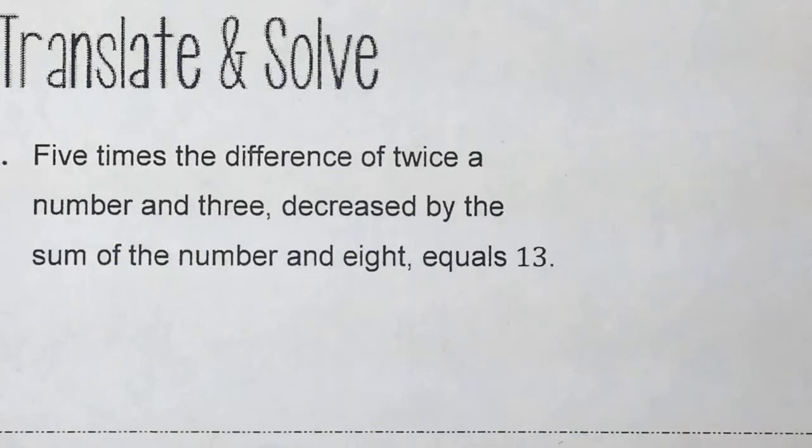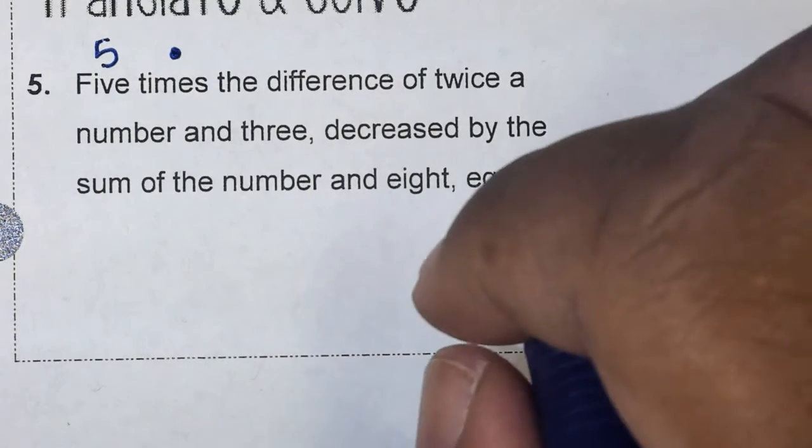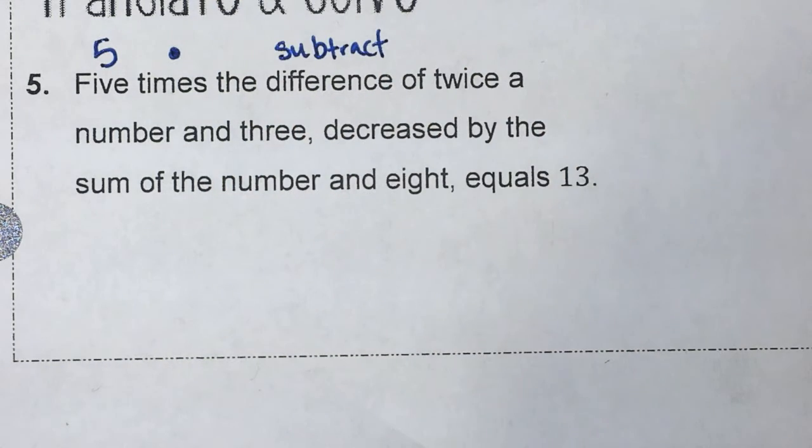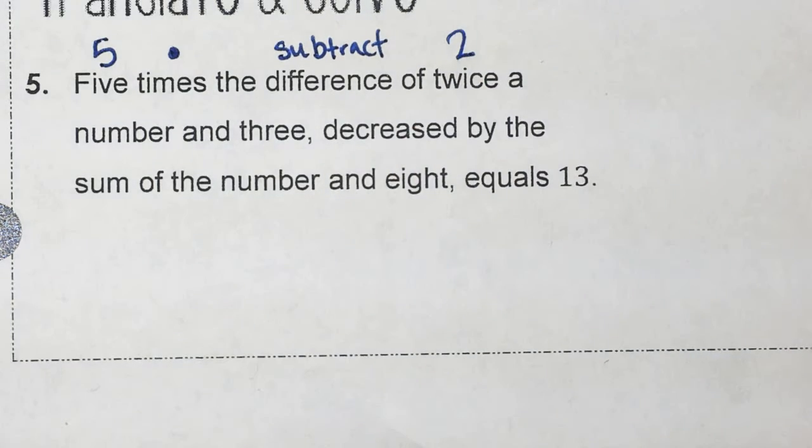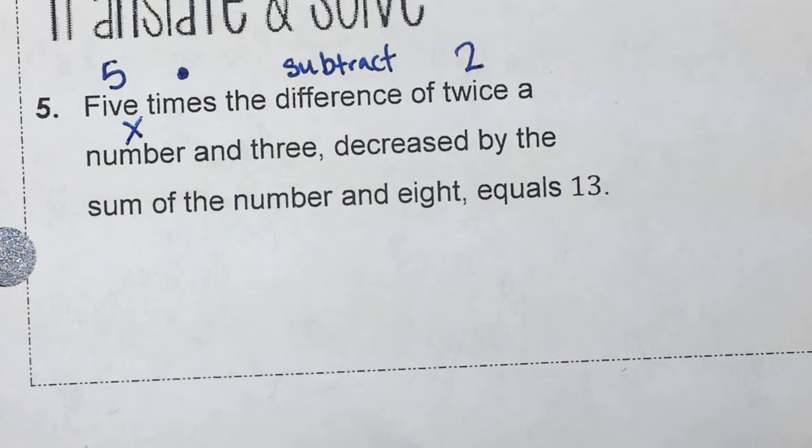So I'm going to go in and put symbols on stuff that I know. It says 5, that's my value, times, put a dot here, times the difference. What's difference mean? Subtract. It says of twice a number, so 2 times a number. What would a number represent in the equation? It's the variable x, right? Twice a number and 3.